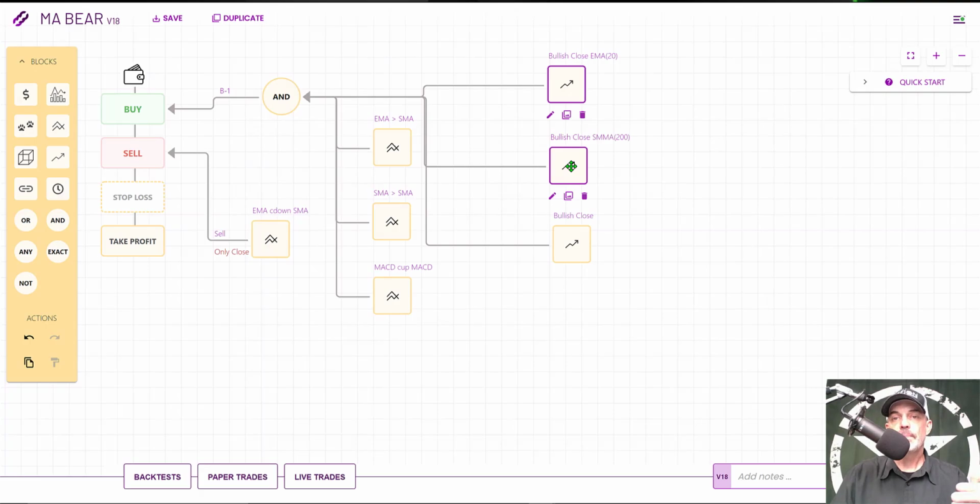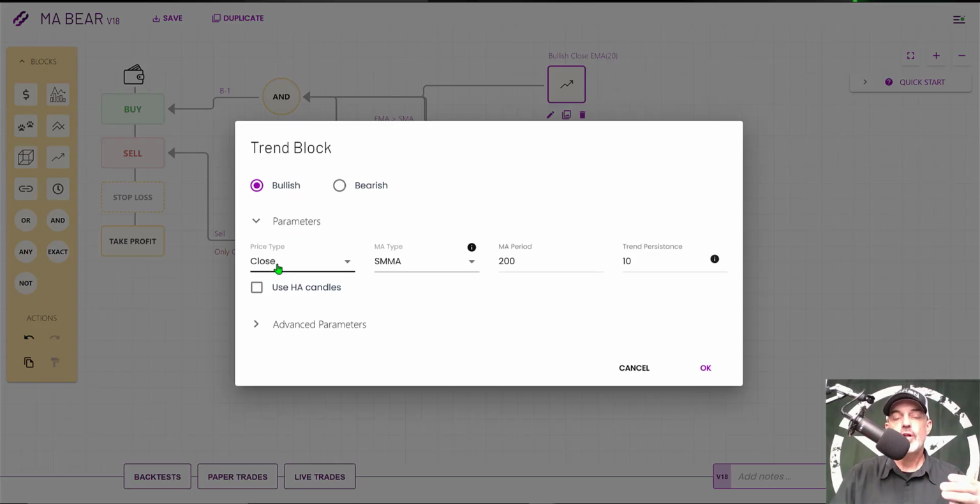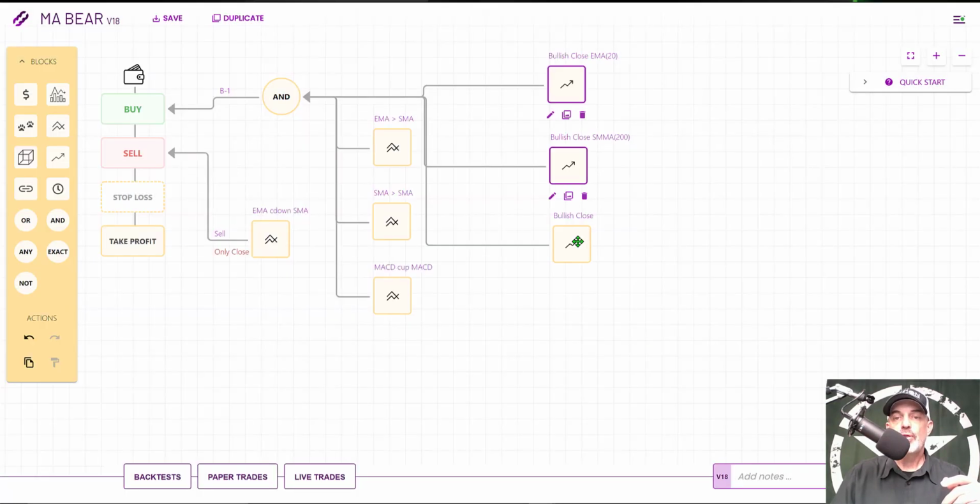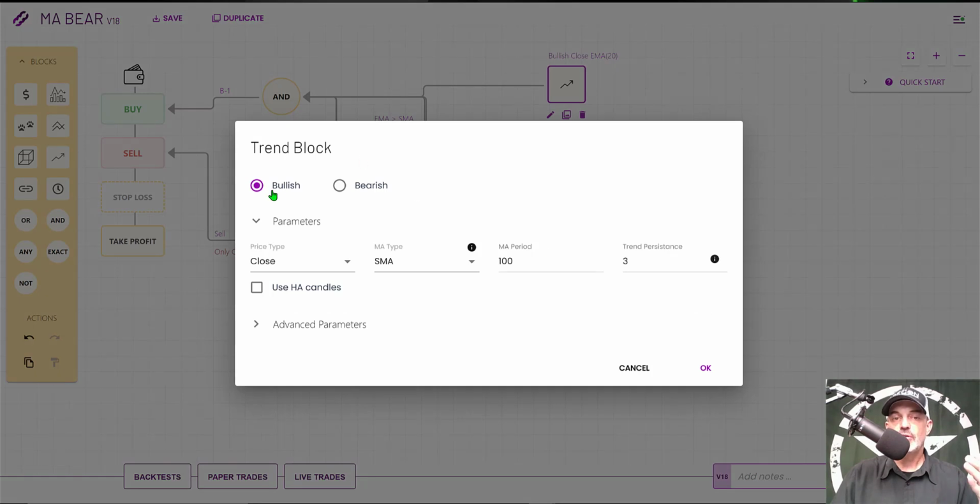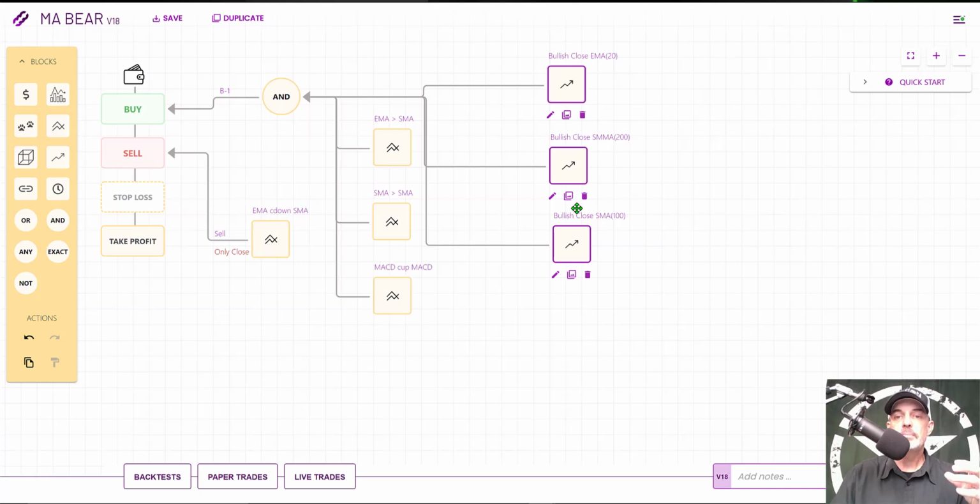The second block is also set up as bullish with the parameters of close for the SMMA on the 200 period with a trend persistence of 10 periods. And so this is a much slower moving average than the EMA 20 on the previous block. Now we'll jump to the third and final block. And again, you will see it's clicked as bullish, close, SMA. So it's a little faster than the SMMA, but a little slower than the EMA, period of 100 and persistence of 3. And so the objective of these 3 blocks is to confirm, at least for the moment, the trend is bullish even though we're in a bear market.